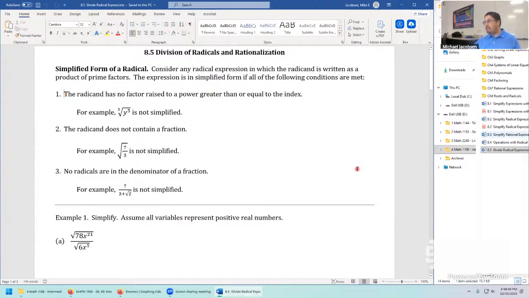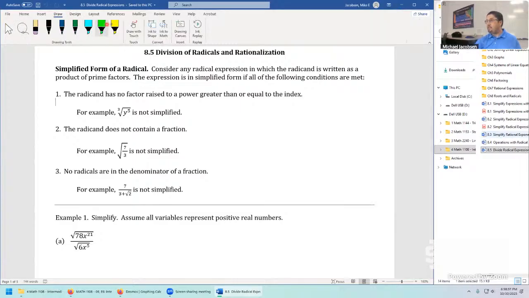So the radicand has no factor to a power greater than or equal to the index. If that happens, it's not simplified. And that's what's gone wrong with the cube root of y power 5. We have a power here. Actually, we usually have been highlighting yellow for the index. We have a power here of 5, which is greater than the index of 3 in this problem. That tells us this one doesn't simplify. We'd have to do some work to simplify that one.